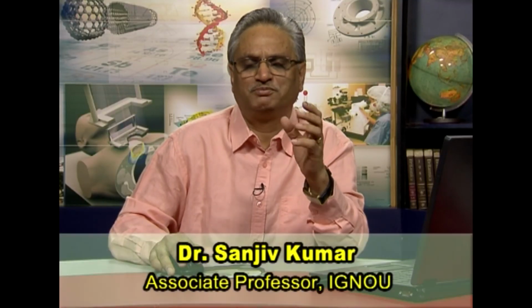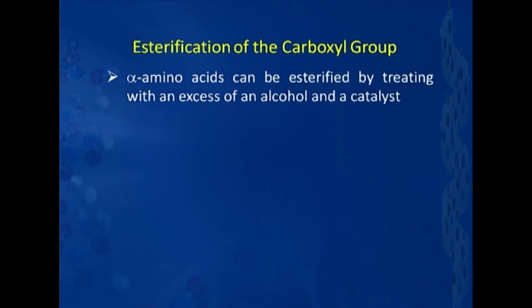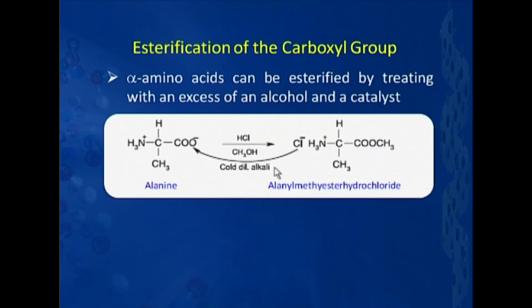The second important reaction in this perspective is esterification of the carboxylic acid. I just mentioned that in peptide synthesis, for one of the amino acids we need to block the nitrogen part, and for the other one I have to block the carboxylic acid part. So this reaction, esterification of the carboxylic group, serves the second purpose. Amino acids can be esterified by treating them with excess of an alcohol and a catalyst. What happens is as follows.